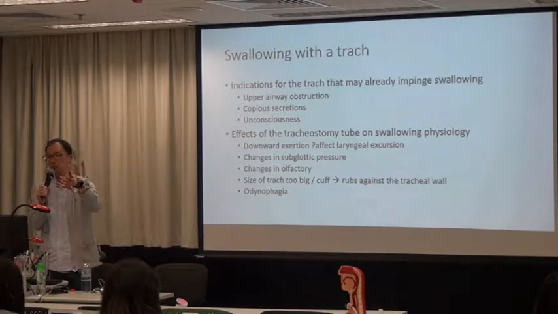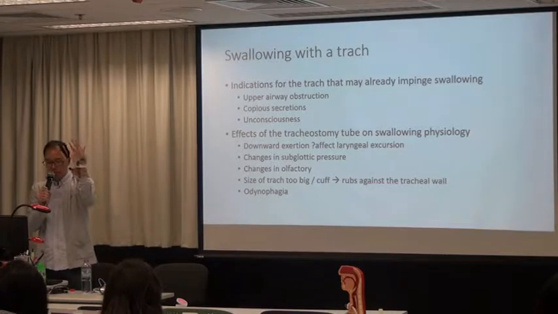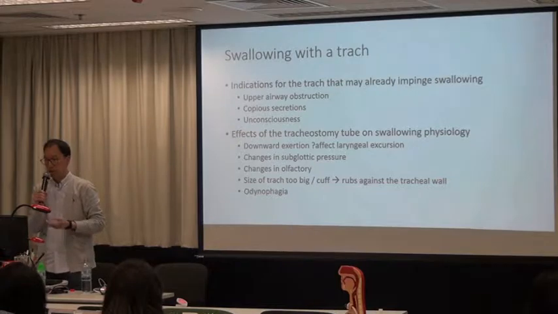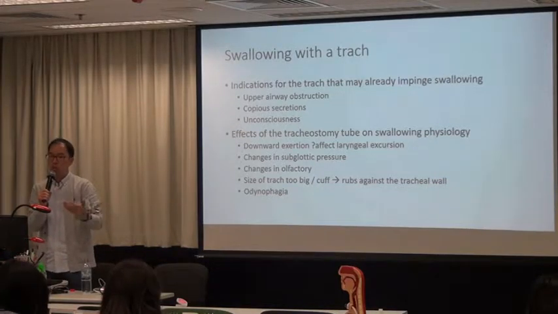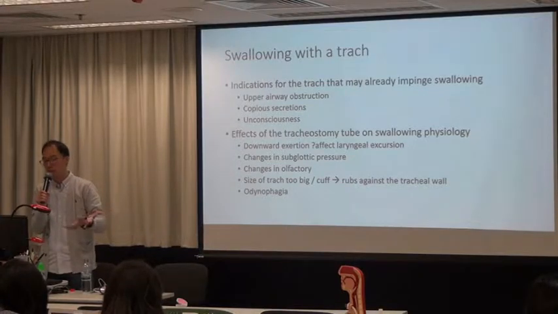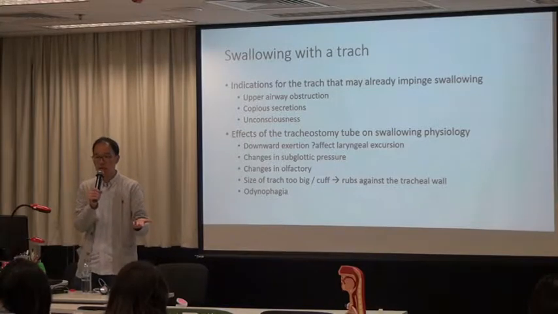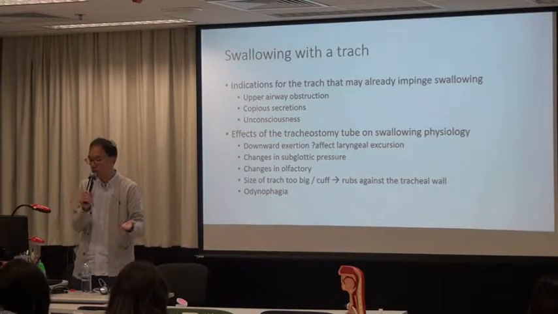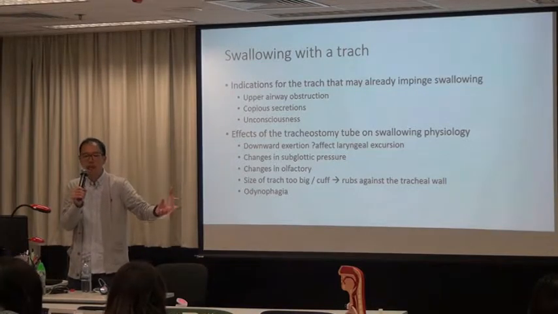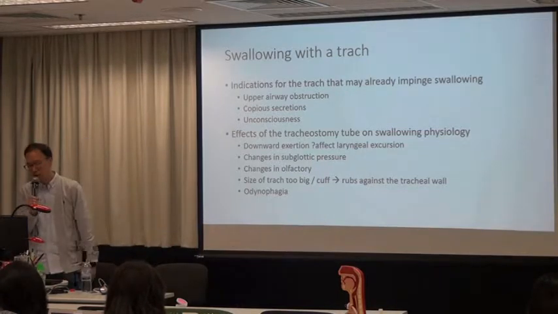Let's say the patient needs a tracheostomy. I had this example before: the patient needs a trach because he has too much sputum. Why does he have too much sputum? Probably because he's aspirating his own saliva. And if the patient is aspirating his own saliva, it tells you that the swallowing is not very good. So the indication for the trach already tells you that the patient has a really bad swallow, and it's already affecting swallowing.